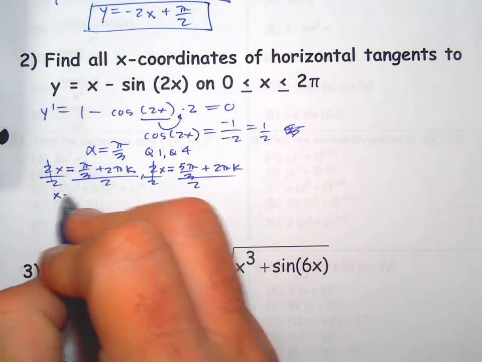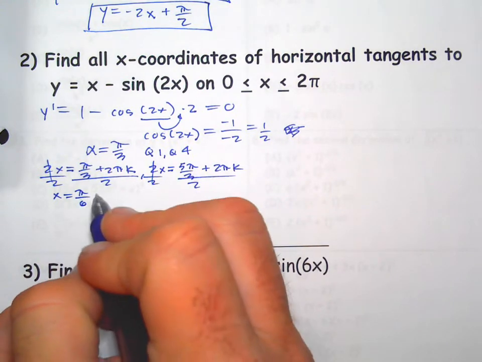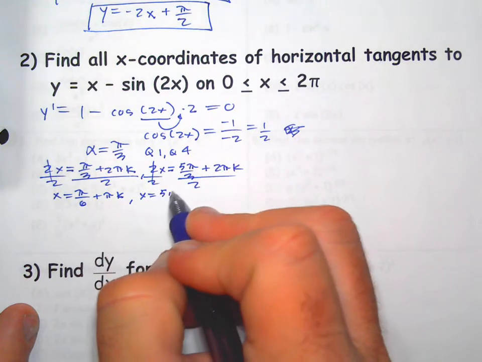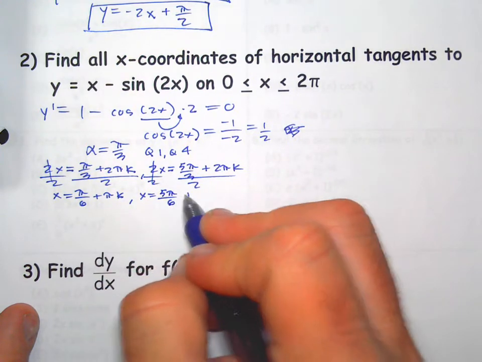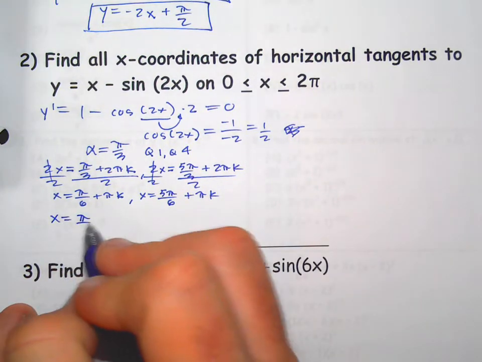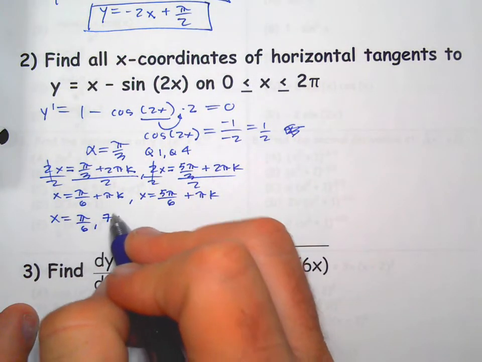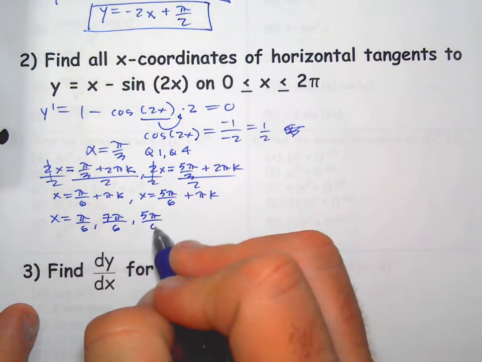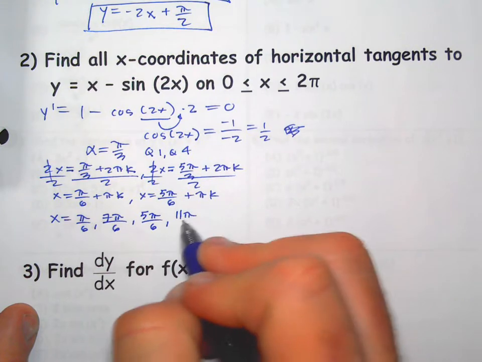And we're getting x equals pi over 6 plus pi k, and x equals 5 pi over 6 plus pi k. And the horizontal tangents are at pi over 6, 7 pi over 6, because that'd be 6 pi over 6, and 5 pi over 6, and 11 pi over 6.